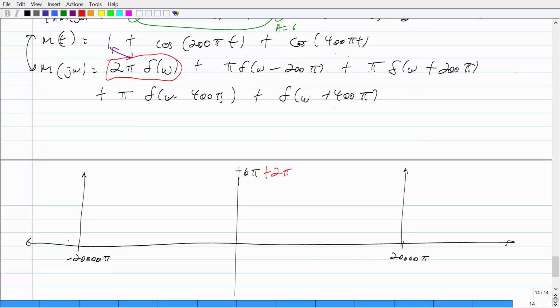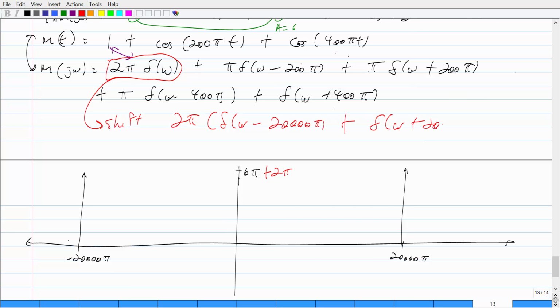Remember, when you shift, we're going to have 2 pi delta omega minus 20,000 pi, and plus delta omega plus. So not only will you have the impulses from the carrier, you're also going to have the impulses from the message signal. You have one that's already defined at 0. So when you shift over, you're going to have another one at 20,000 pi. So this is from the message. So you have 2 on top, so this becomes 8 pi.